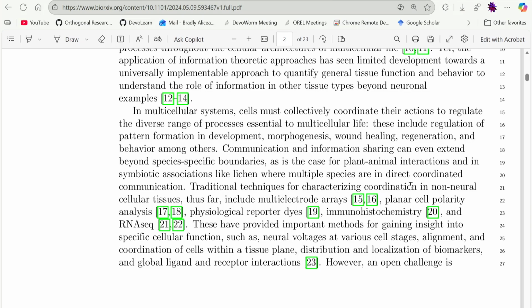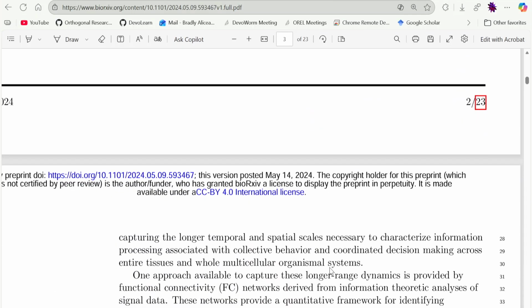Traditional techniques for characterizing coordination in non neuronal cellular tissues, thus far, include microelectrode arrays, planar cell polarity analysis, physiological reporter dyes, immunohistochemistry, and RNA-seq. So you can use all of these to sort of understand cellular function and things like neural voltages, alignment with other cells, distributions of biomarkers, and different receptor interactions.